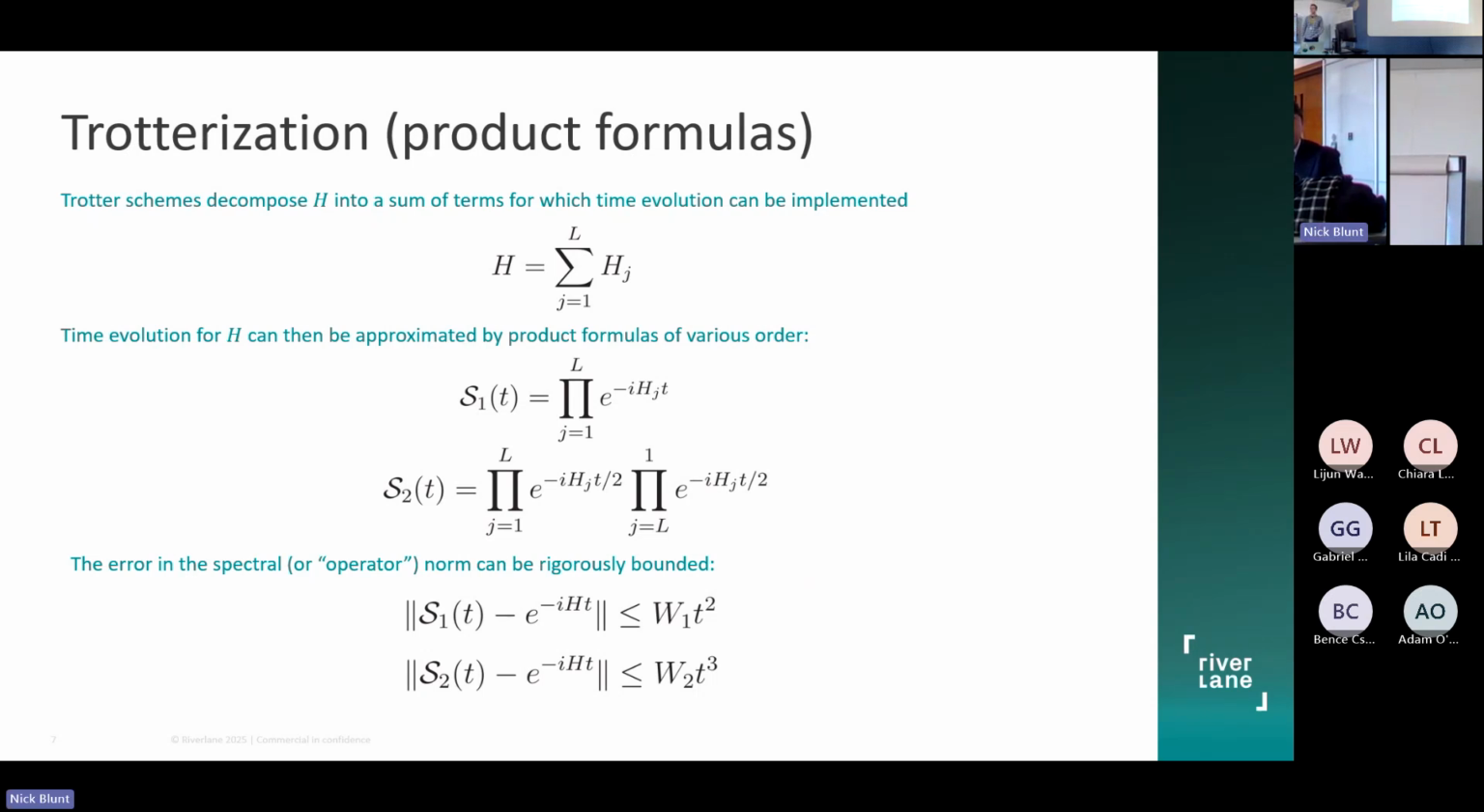And there are papers out there where I've seen people use the 8th order product formula, but in most cases I think the second order is what people work with.